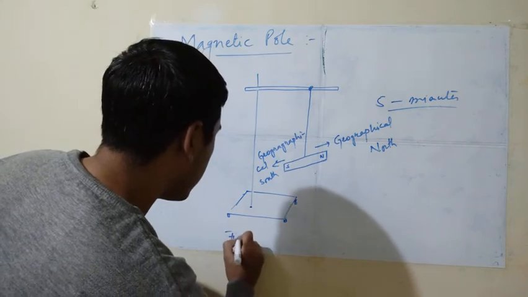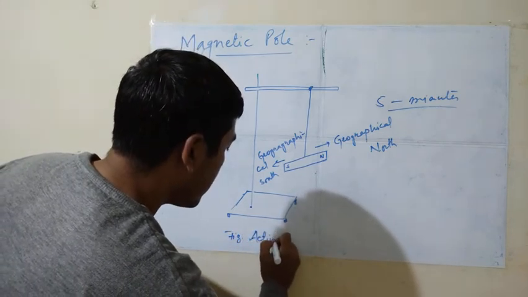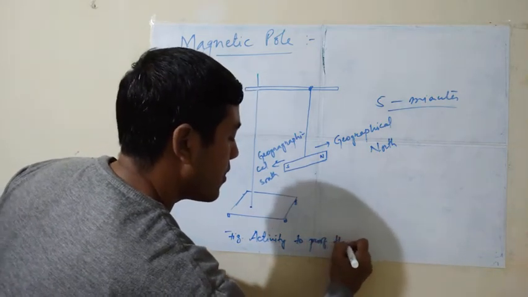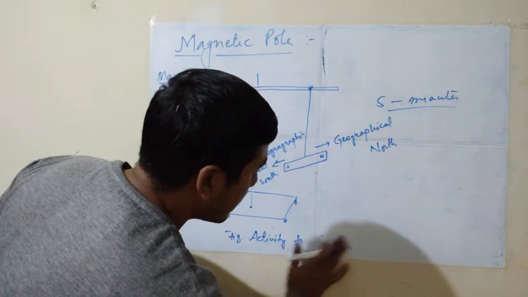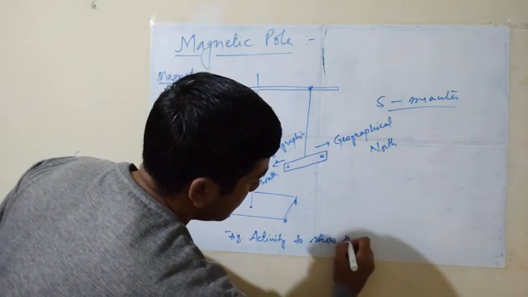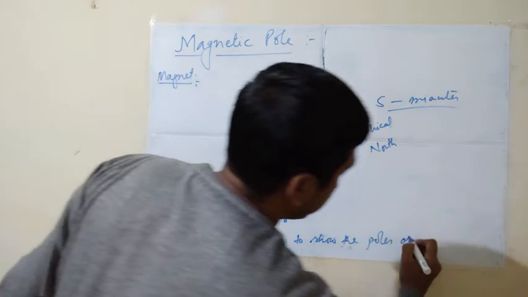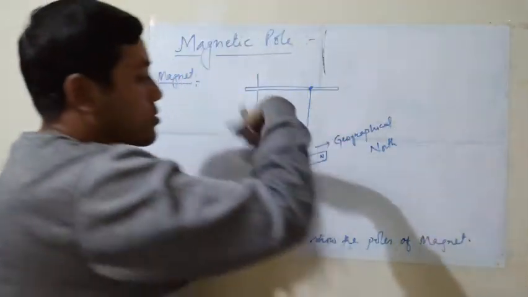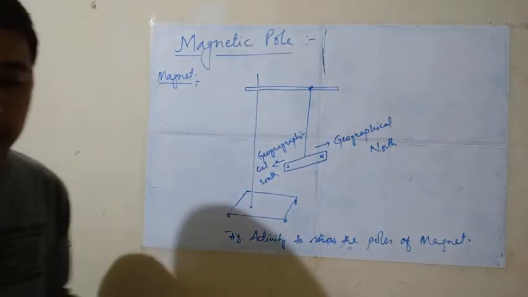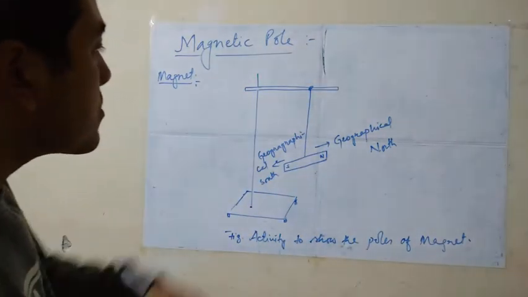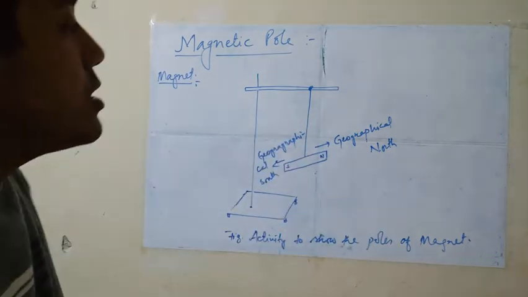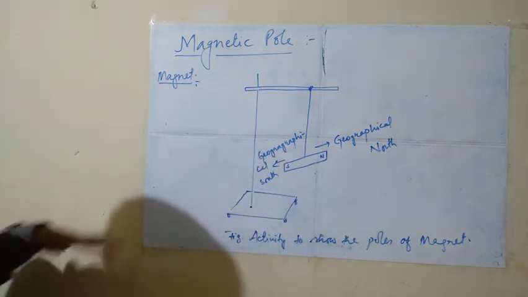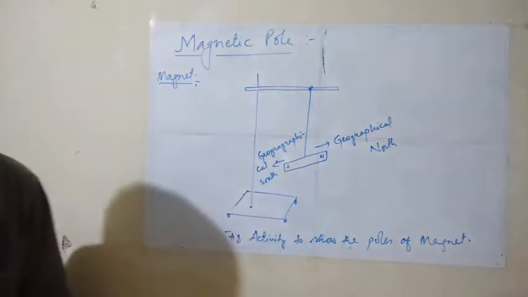This is the activity to show the poles of the magnet. Just draw this activity. From this activity you can easily find out the poles of the magnet: one is the north pole and one is the south pole. Please draw this diagram.